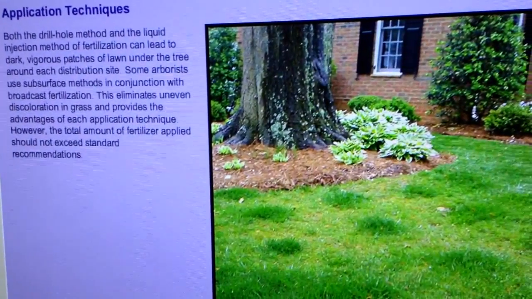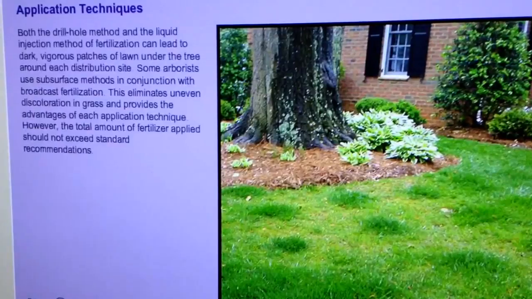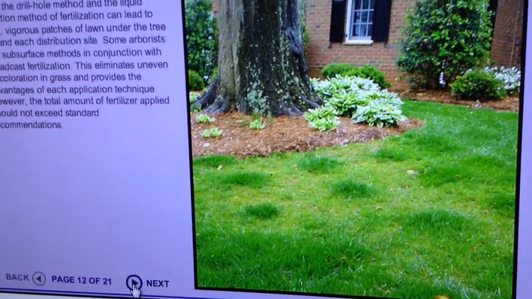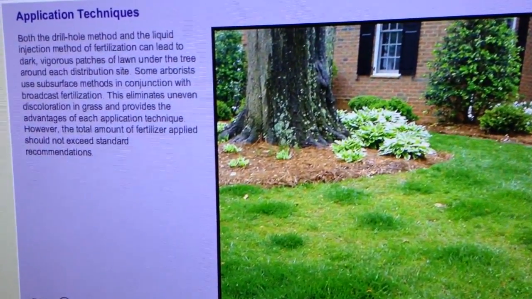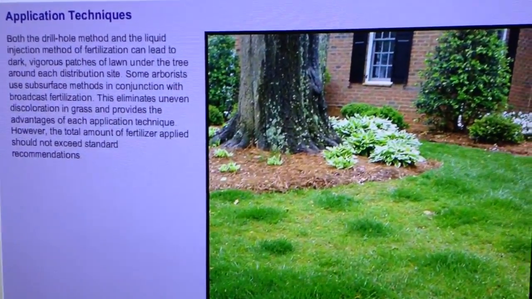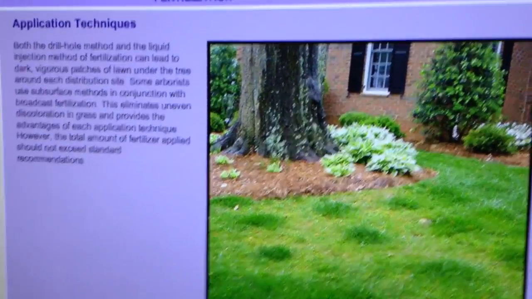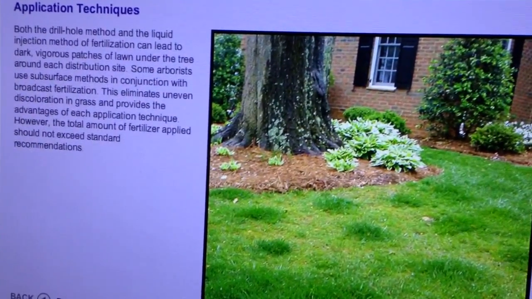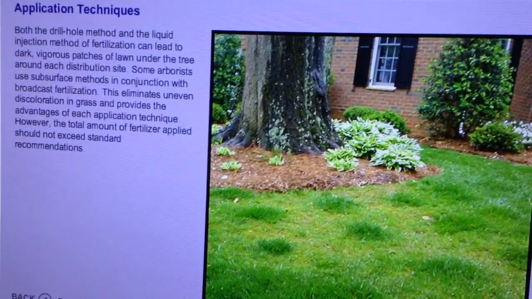Both the drill hole method and the liquid injection method of fertilization can lead to dark, vigorous patches of lawn under the tree around each distribution site. Some arborists use subsurface methods in conjunction with broadcast fertilization. This eliminates uneven discoloration in grass and provides the advantages of each application technique. However, the total amount of fertilizer applied should not exceed standard recommendations.